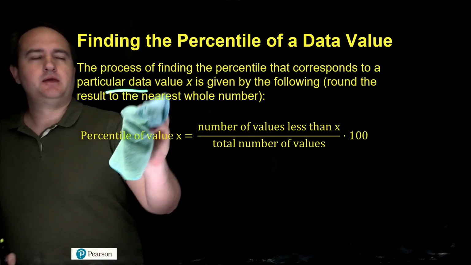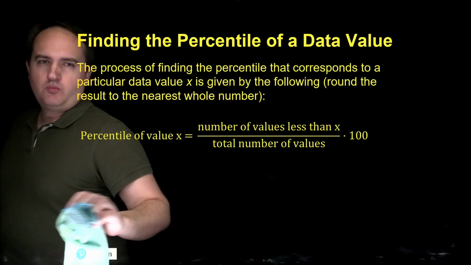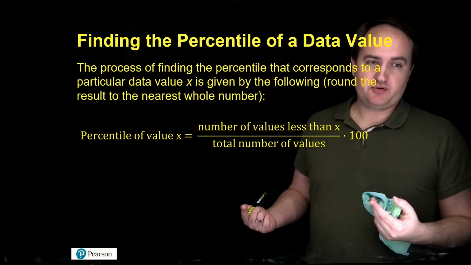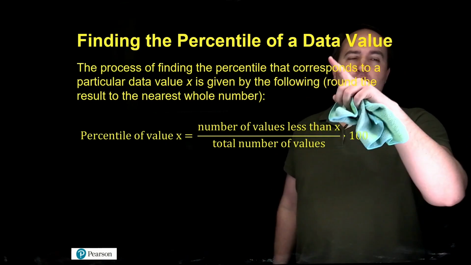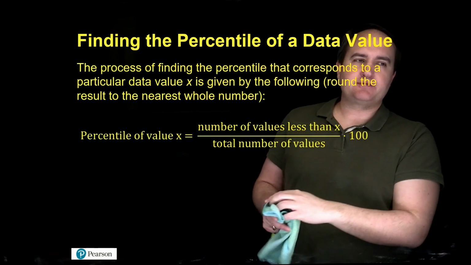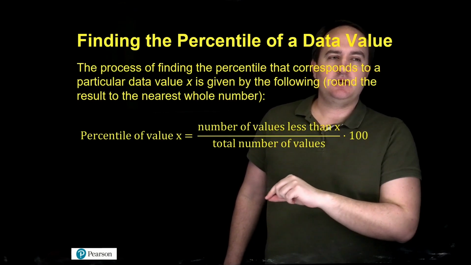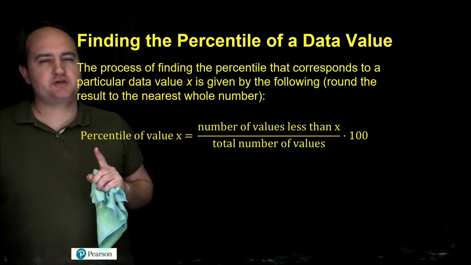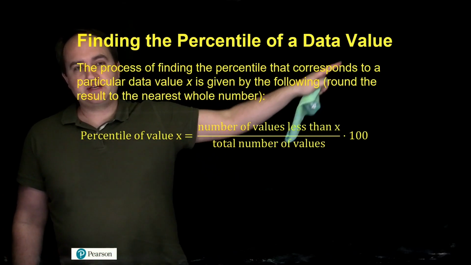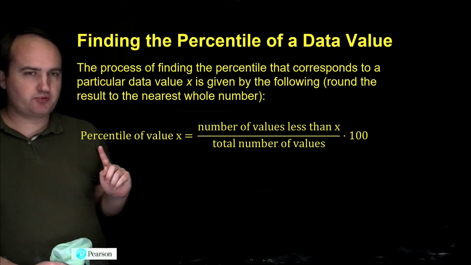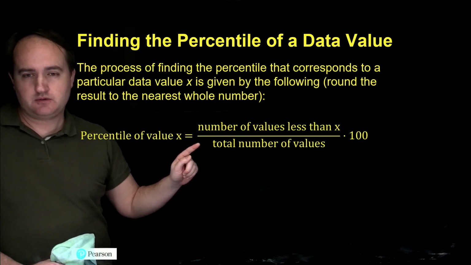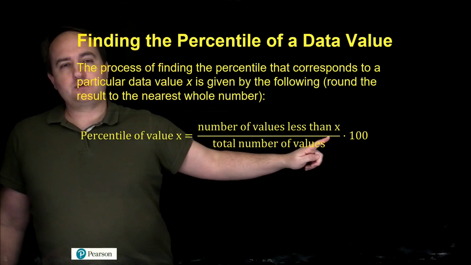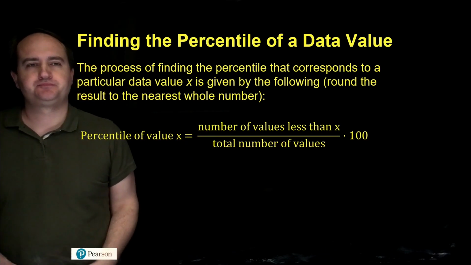And then, in more detail, how do you calculate a percentile? Well, you do have to write all of your data values in increasing order. But then if you want to find the percentile of a particular data value, you can use this formula, which says percentile of a data value x equals the number of values less than x over the total number of values times 100. Okay?